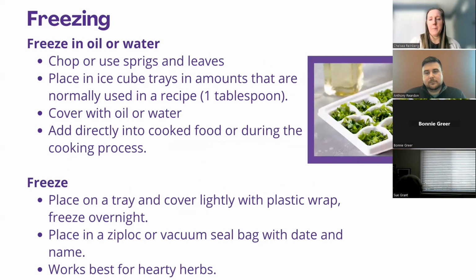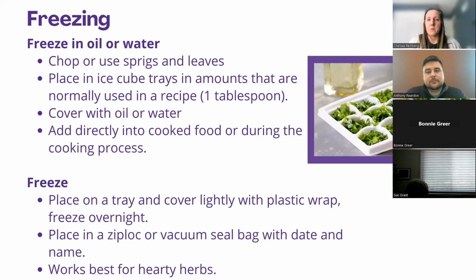Another method of preserving is freezing. This honestly is one of my favorite ways just because it's easy. It takes up a little less space, is a little less time consuming, and it's easy to just pop directly into food. So a couple options: you can freeze them in oil or water. Basically, you would chop up the sprigs or the leaves and place them in an ice cube tray, and it is really recommended to use what you would normally use in a recipe.